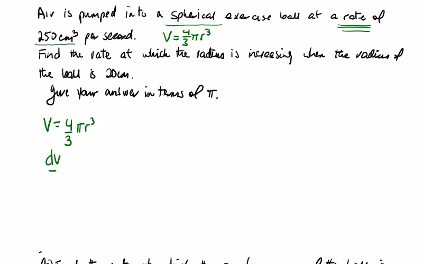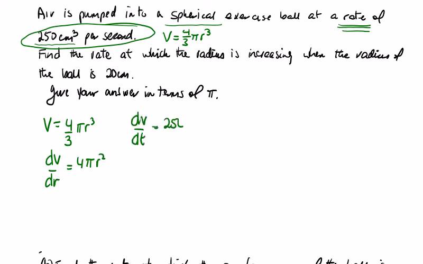So what can we do with this? We can get dV/dr, which will help us in this question identify what we need to do, which is 3 by 4/3 pi r squared. Air is pumped in and it's going in, so the volume is increasing. So if the volume is increasing, that's dV, volume over time. The volume is increasing over time at a rate of 250 centimeters cubed per second.